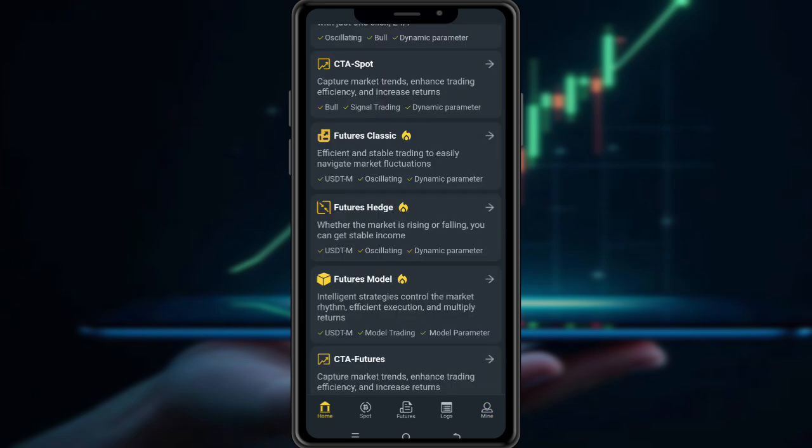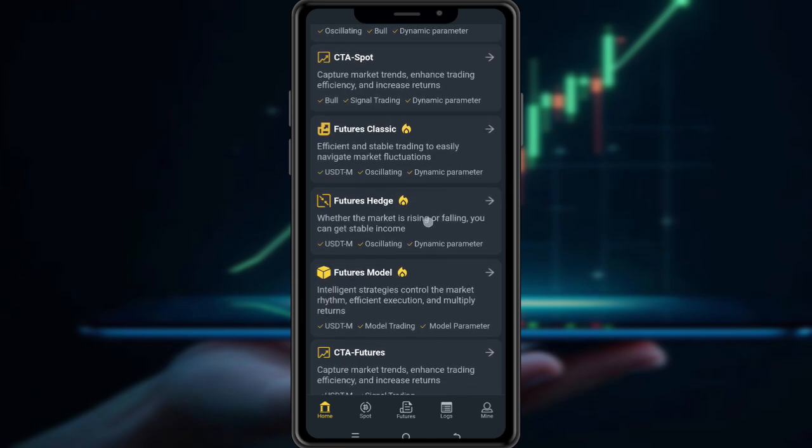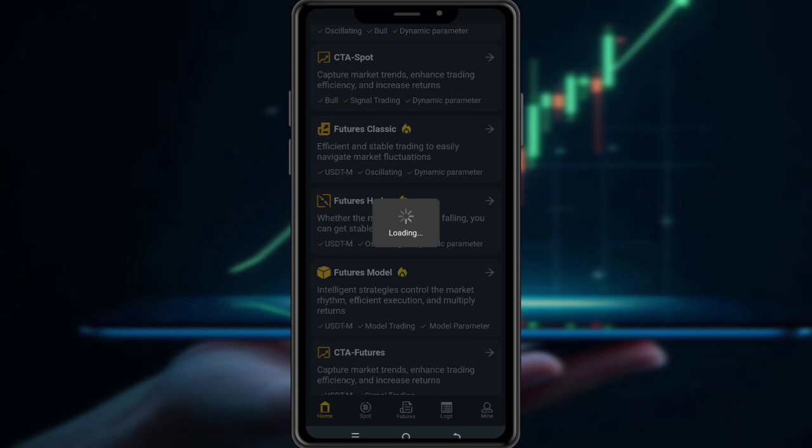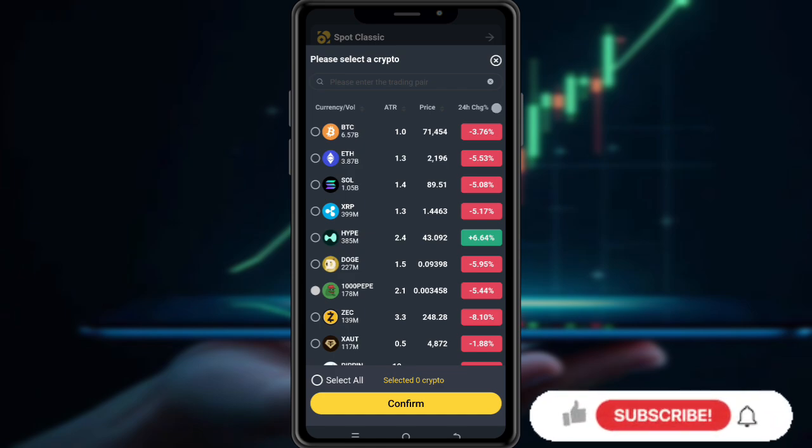Now let's go back and I show you how you can set. If you're at home here, this is the strategy that I am talking about, that is futures hedge. So you're going to tap on the futures hedge like I have tapped. Now when it opens for you these coins, this is how I always trade. I'm going to range by tapping on the percentage here. As you see, 24 hours percent.